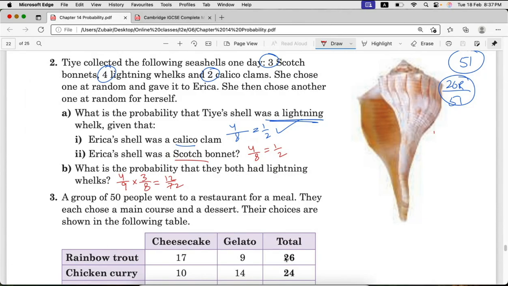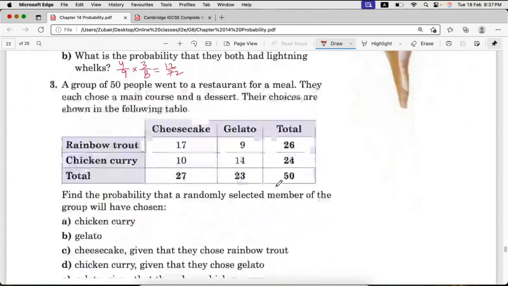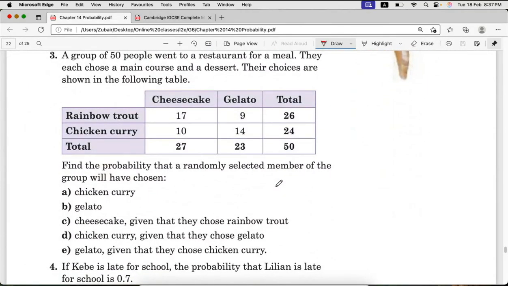Any confusion in both of these? No, sir. Okay, try question number 3.